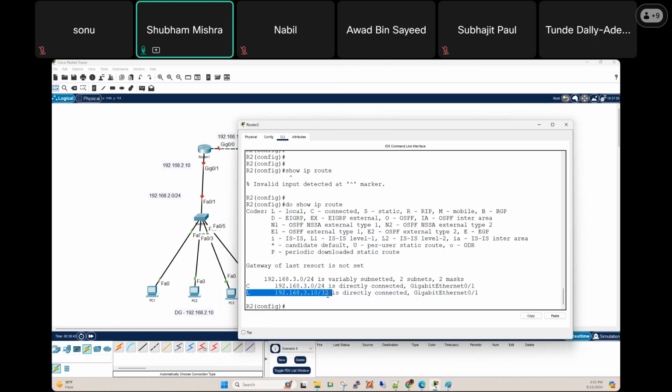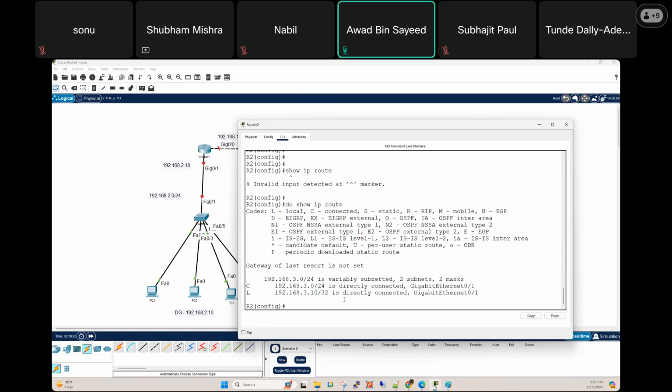192.168.3.10, and what is the subnet mask? /32. If you get /32, it means this is the exact IP address. For any IP address configured on an interface, in every case you will get /32. It means /32 represents only a single IP address. Here 192.168.3.0/24 is the network ID, and in this network multiple IP addresses are possible. But if there is /32, only this IP address is possible.